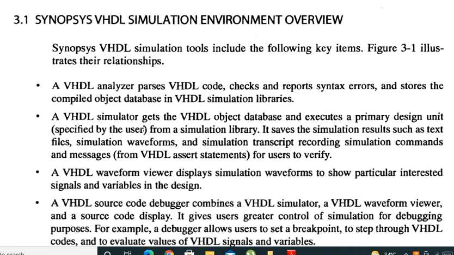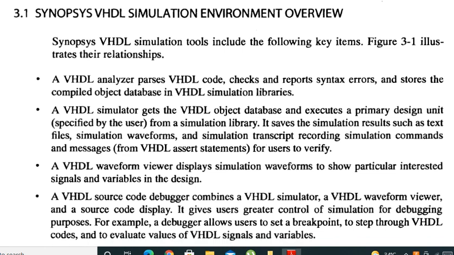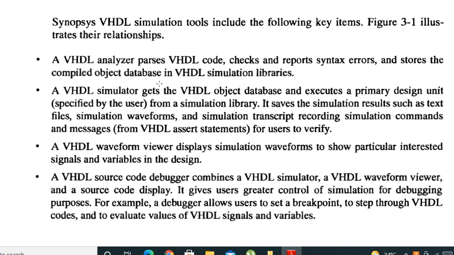After analyzing, we do the simulation. For simulation, we take the object file from the object database file and give it to the simulator, and from the simulation library the object file will be executed. It saves the results, such as text and waveform results and the simulation transcript, in this VHDL simulator. That is the second part. So first the analyzer, then the simulator.